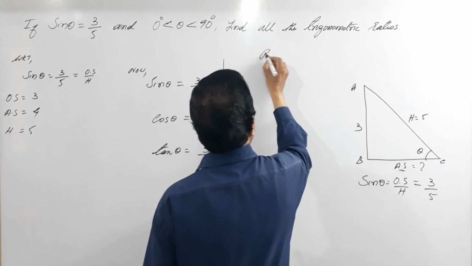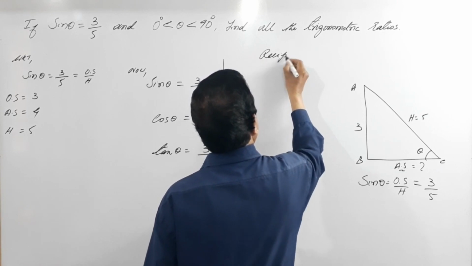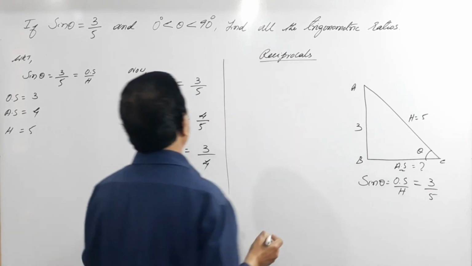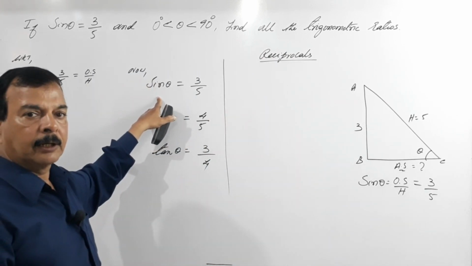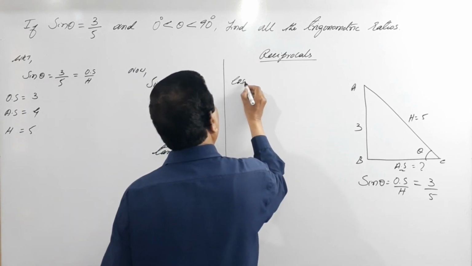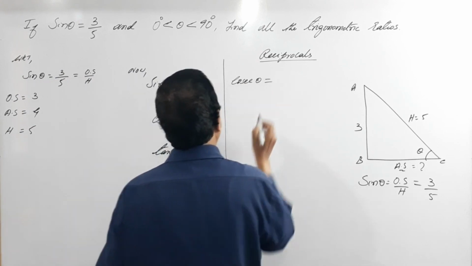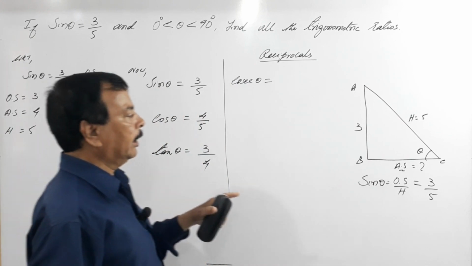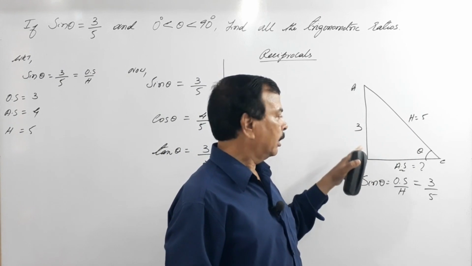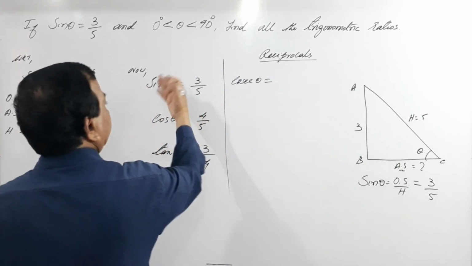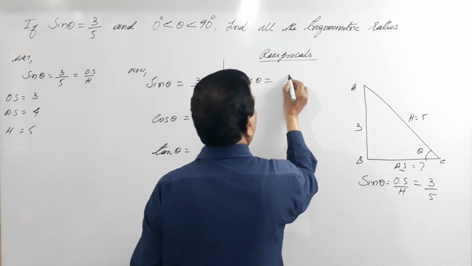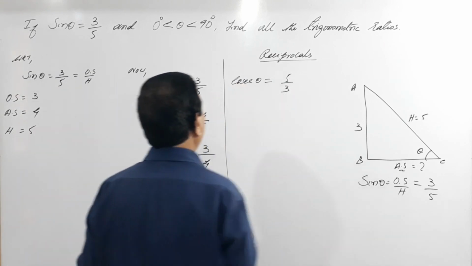We have reciprocals. What is the reciprocal of sine? Cosecant theta. Cosecant theta is hypotenuse by opposite side, or just invert it. Reciprocal means 5 by 3. Easy method. 5 by 3.